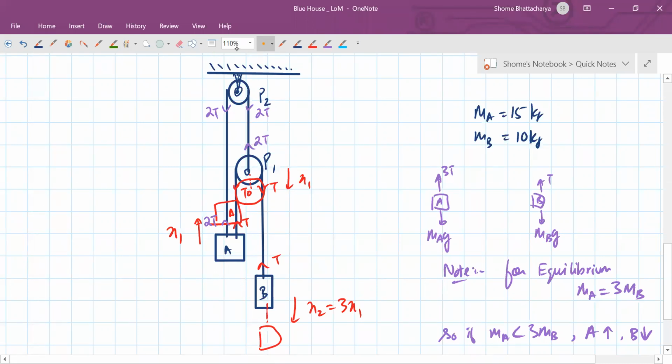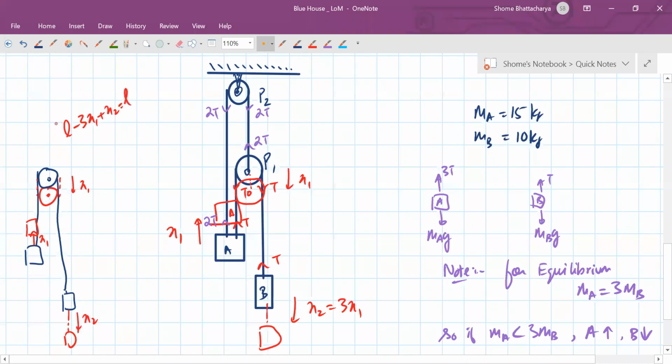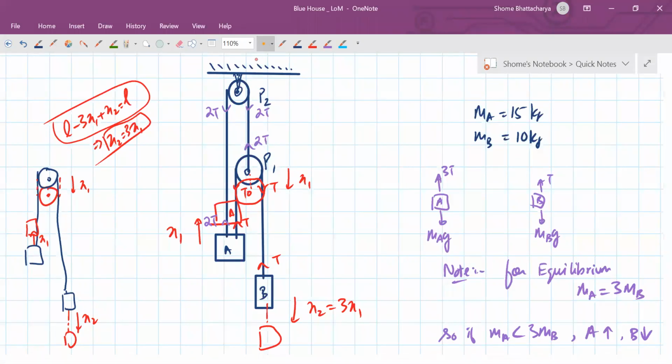So see, if you just analyze just this portion. Okay. Now what is happening? This is reaching here. So x1 amount of thread is getting released here, and this is coming down by x1. So another x1 amount of thread is getting released. So the length of the thread is decreasing by 3x1. So here it has to increase by x2 such that the length remains constant. Okay. So this is what tells us that x2 is equal to 3x1. So that's your constraint relation for displacement.